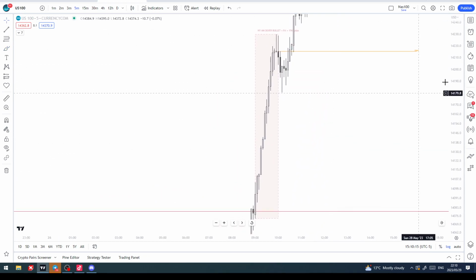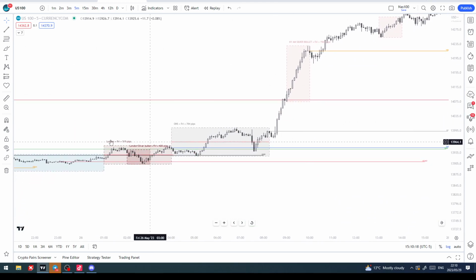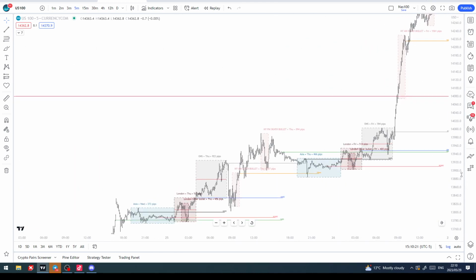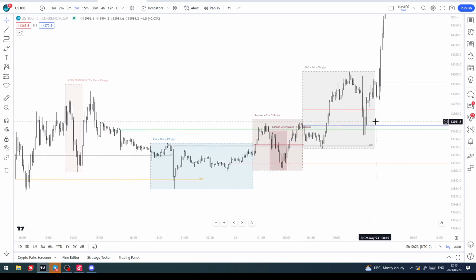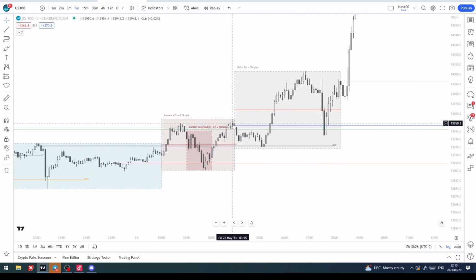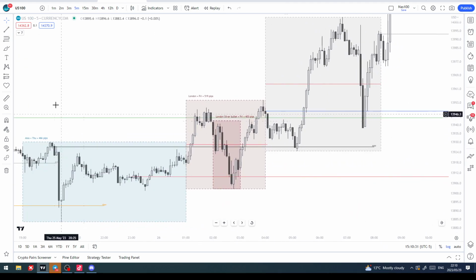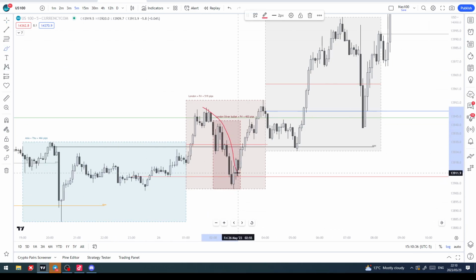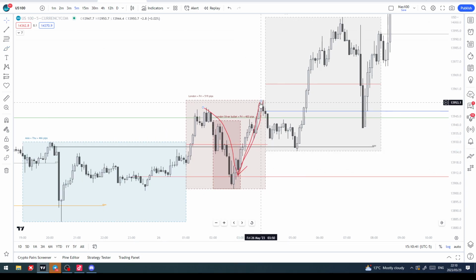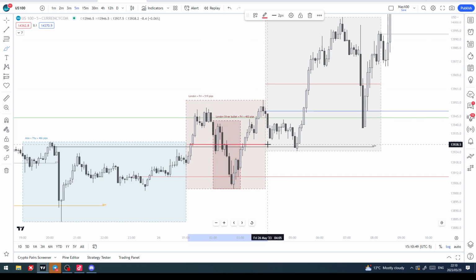So ordinarily these three ICT silver bullets would generally work, but you don't have to solely rely on an ICT silver bullet. This could have worked equally as well as standard things, right? We ran down, then we ran up. That's a dealing range from here to here. There's your retracement, and if you look at it, this red line here is the equilibrium of the London range.